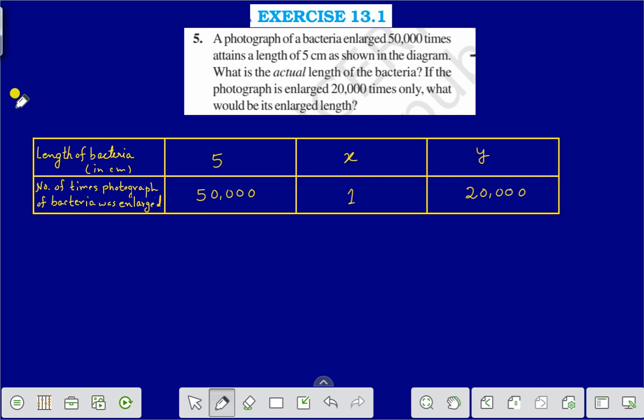Here you see we have made a table with the given information. The length of bacteria in centimeter is 5 when the number of times the photograph of bacteria was enlarged is 50,000. The length of bacteria in centimeter is x when the number of times the photograph was enlarged is 1. The length of bacteria in centimeter is y when the photograph was enlarged 20,000 times. Right? We give the information in this table.